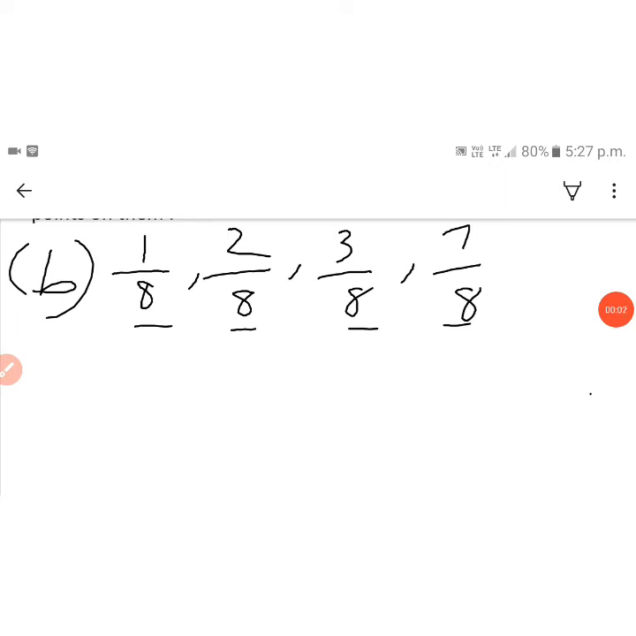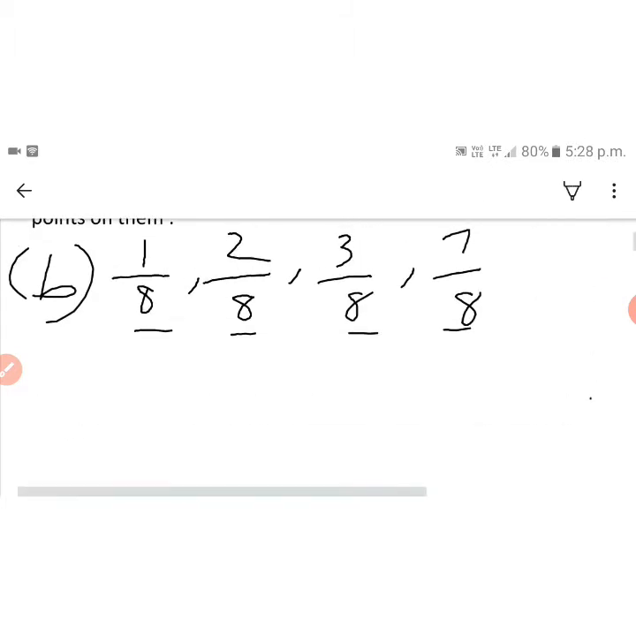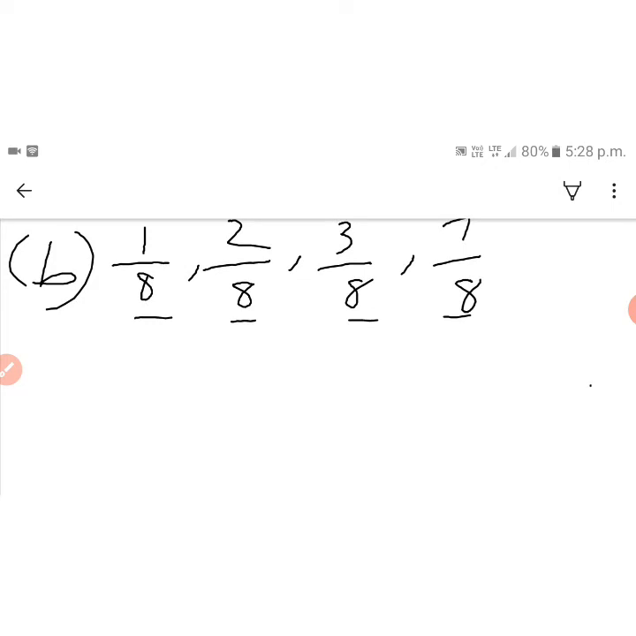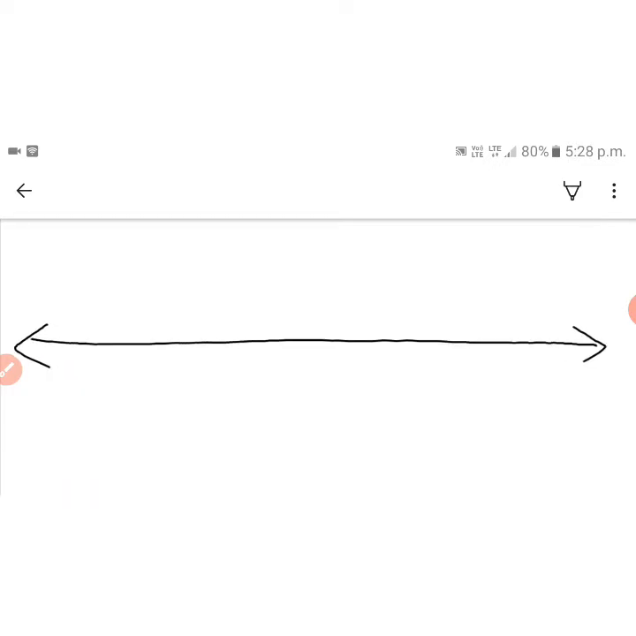B part: 1 by 8, 2 by 8, 3 by 8, 7 by 8. Let's draw a number line from 0 to 1. Since in all the numbers the denominator is 8, we divide the line between 0 and 1 into 8 equal parts.